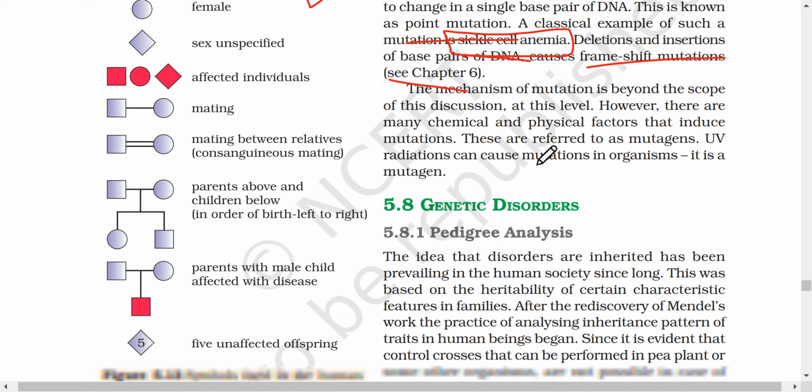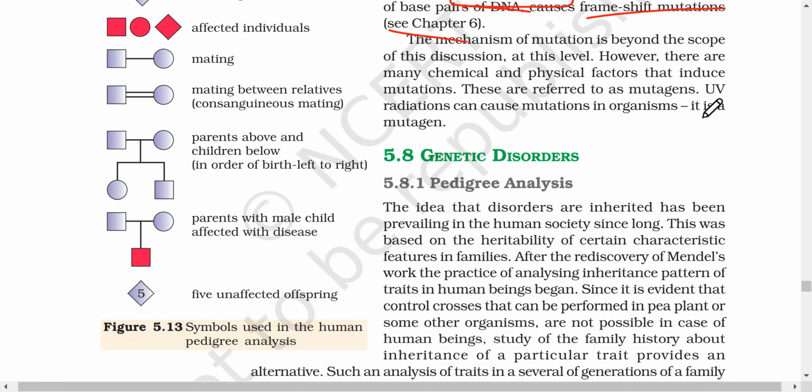The mechanism of mutation is beyond the scope of this discussion. At this level, there are many mutagens, किनको बोलते हैं. So the mutagens are basically those physical factors, chemical factors which will induce mutation. So it can be UV radiations or anything.